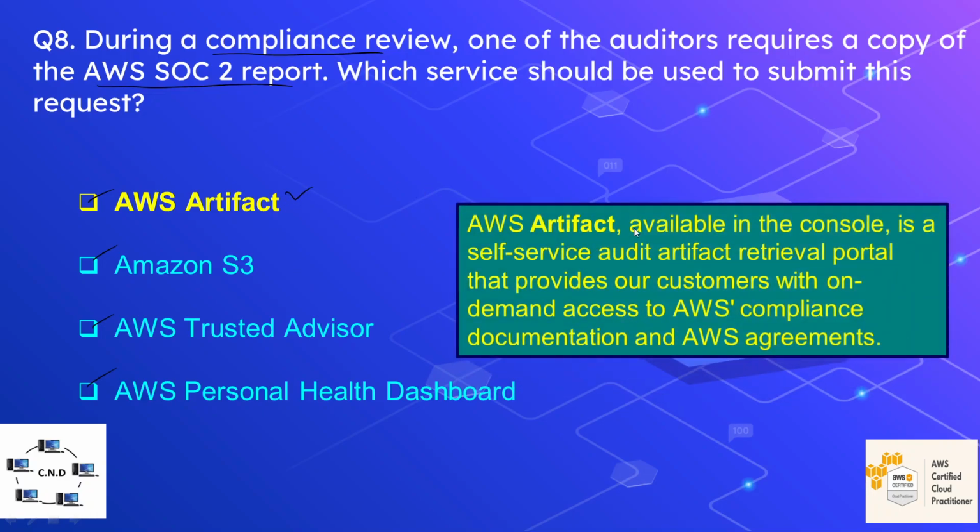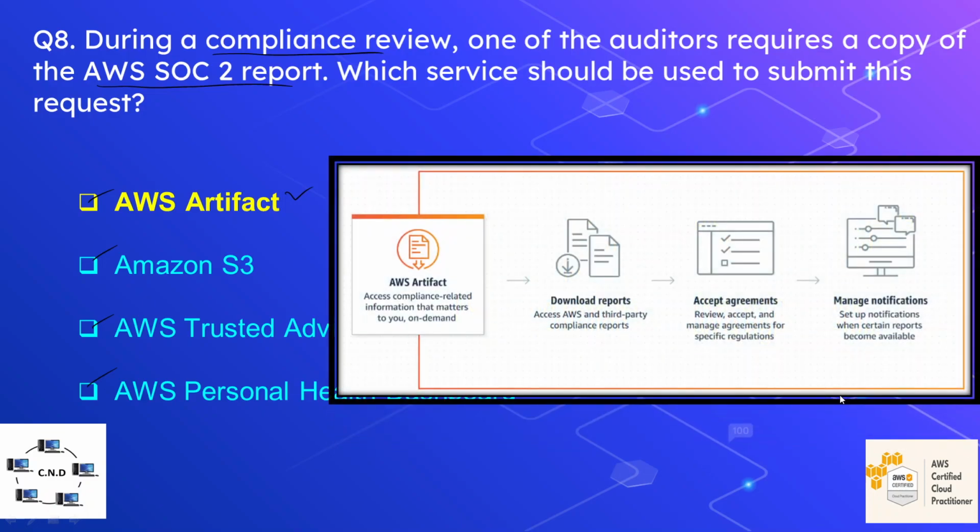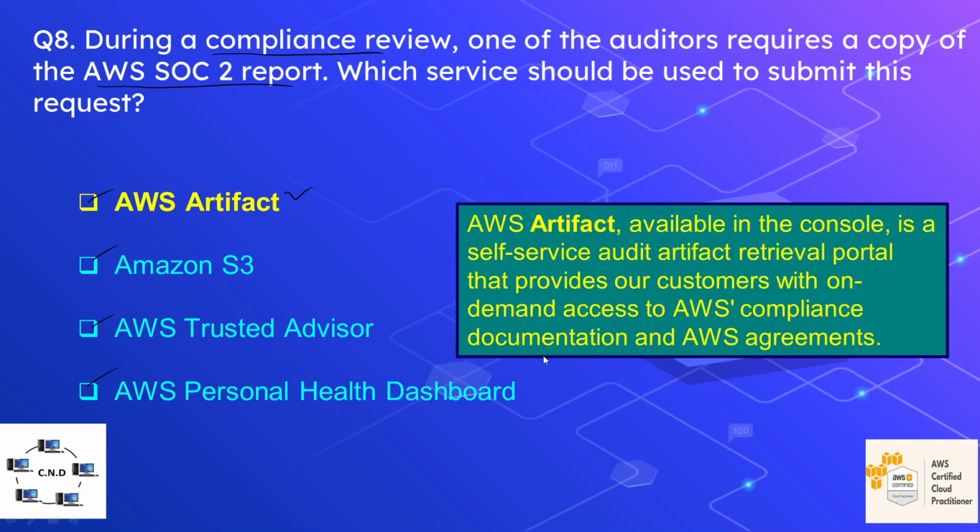So AWS Artifact, which is available in the console, is a self-service audit artifact retrieval portal that provides customers with on-demand access to AWS compliance documentation and AWS agreements. And this is the picture of AWS Artifact, which can be used to download compliance reports as well as accept agreements and manage notifications.